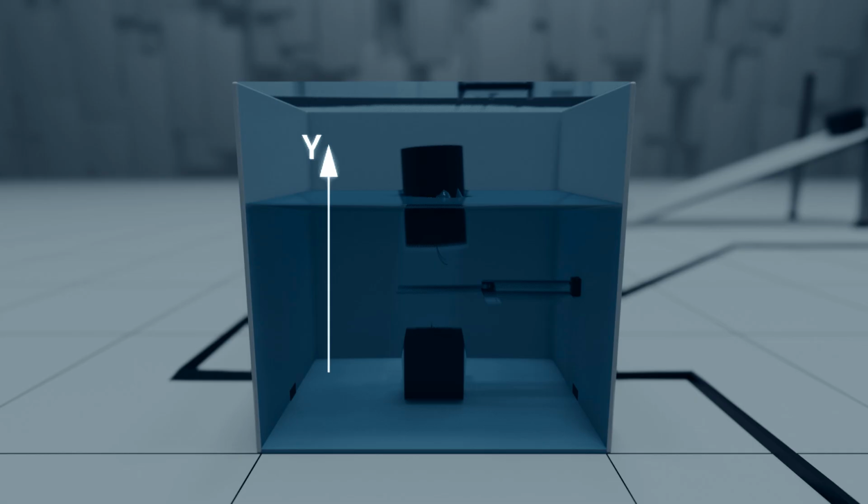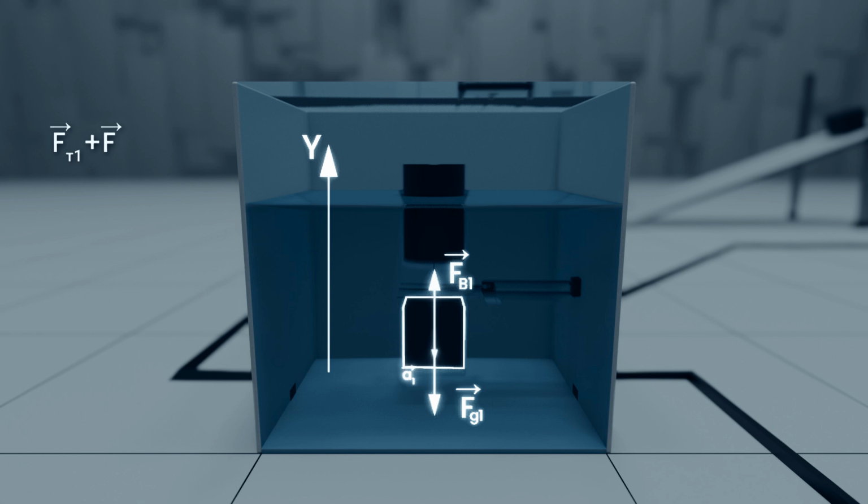We can determine the initial accelerations immediately after the string is cut. Let's analyze the block first. We apply Newton's second law and project it onto the y-axis. Since the acceleration of the block is directed downward, its projection will be negative. This allows us to solve for acceleration of the sinking block.